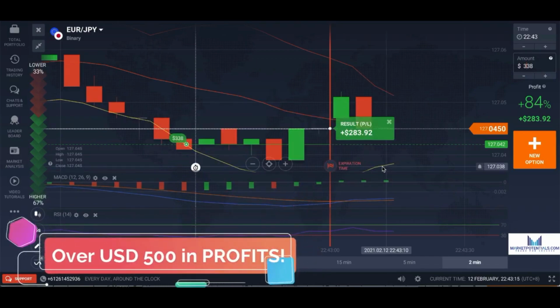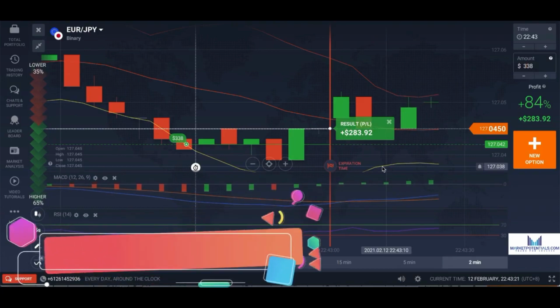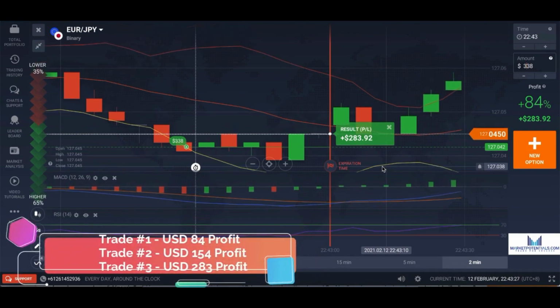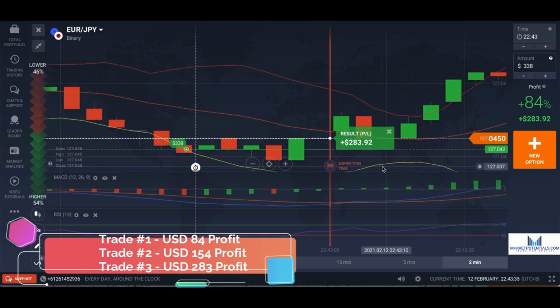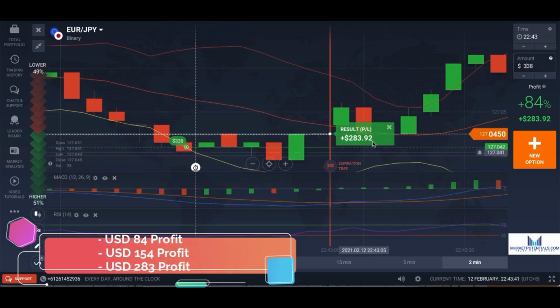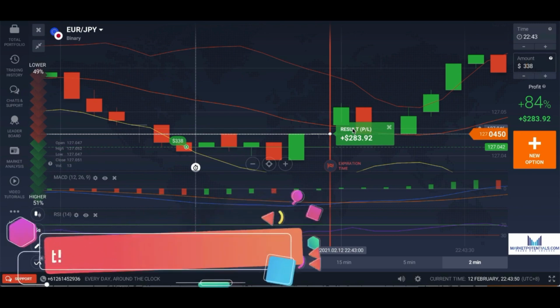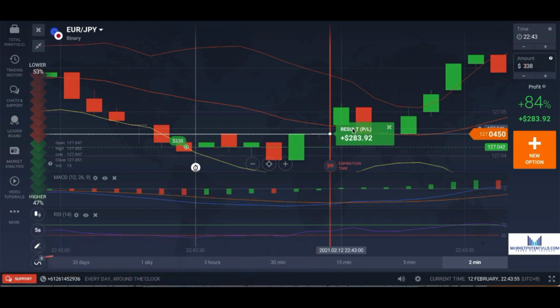Okay, so all in, all right guys, we just made over $500 in profit, and we just started again with $100, I think probably less than 5 or 6 minutes ago. To recap, $100 invested for trade number 1. We were profitable and we made $84 in profit. We reinvested that money for trade number 2 and we made $154 in profit. And in trade number 3 we walked away with $283. Now guys, do you want to guess how much was that all in? In 3 trades we are walking away with a grand total of $521 US, and all I started with was just $100.